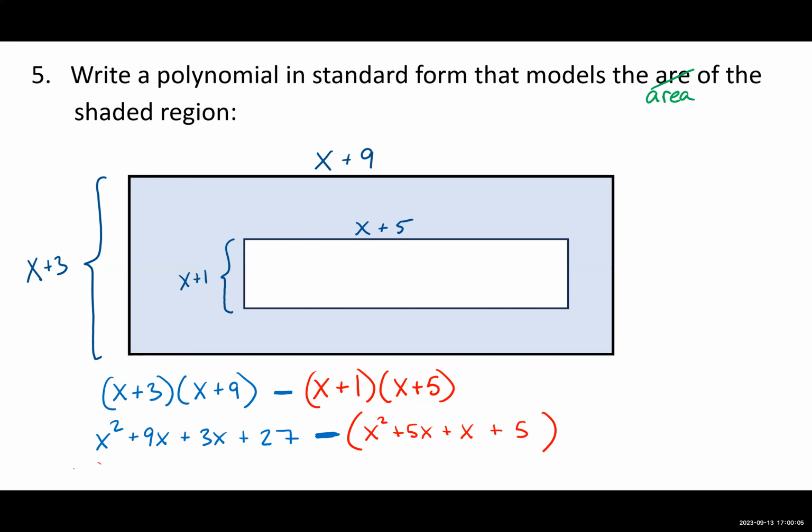So that blue negative, that blue minus sign that I have shaded boldly here, is affecting everything in that red parentheses. So we've got x squared plus 9x plus 3x plus 27 minus x squared minus 5x minus an x and minus a 5. Everything becomes negative from within that second parenthesis.